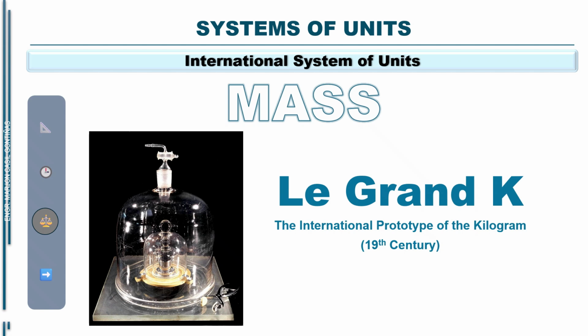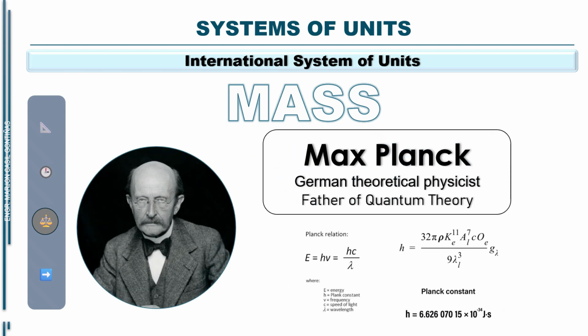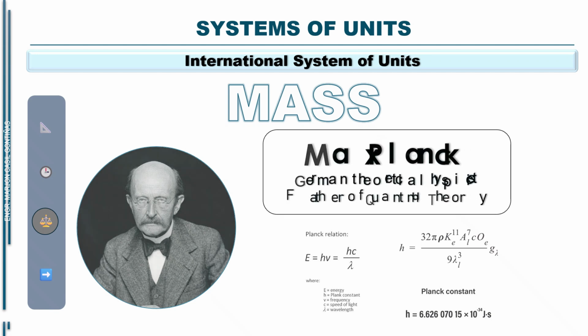But here's the problem. Even though it was handled with extreme care, tiny changes still happened over time, like gaining or losing atoms, which meant the definition of a kilogram wasn't perfectly stable. That pushed scientists to search for something better, something constant, and that's when Planck's constant came into the picture. So who's behind this? It's named after Max Planck, a German theoretical physicist often called the father of quantum theory. In 1900, Planck introduced his famous constant while studying black-body radiation, and this became a fundamental value in quantum mechanics.